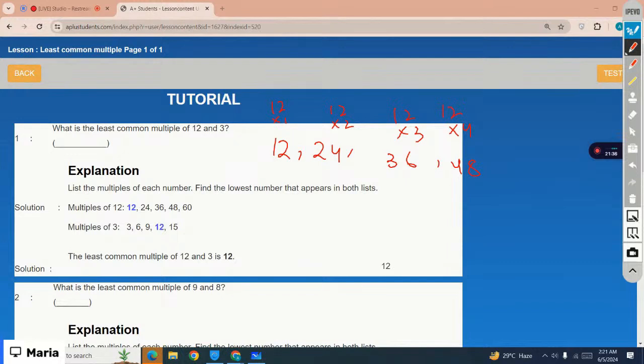Now you have to write down the multiples of 3, right? Multiple means the tables, right? For example, the tables of 3, you have to write down the numbers that are in the table of 3. They are 3, 6, 9, 12, and 15. You have to find out the common number, the smallest number that is common. So the smallest number that is common is 12. So the correct option is 12.